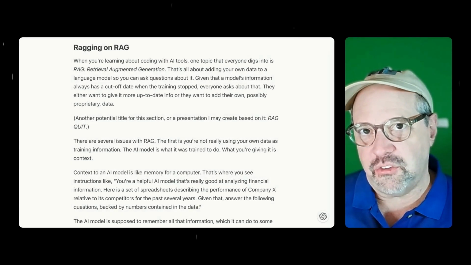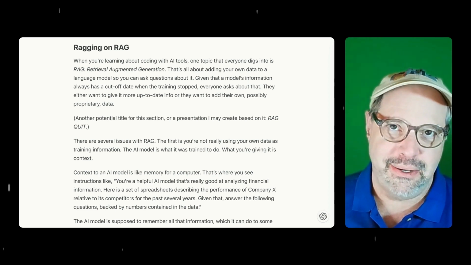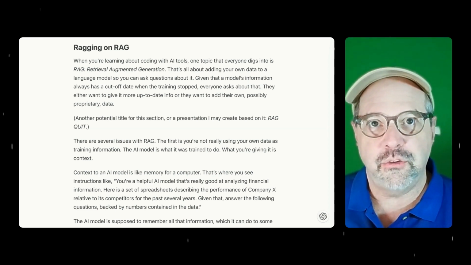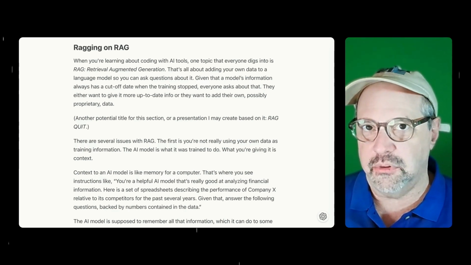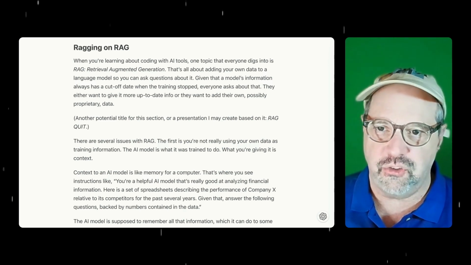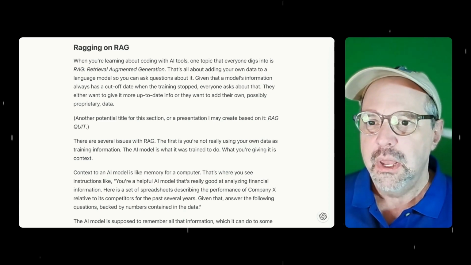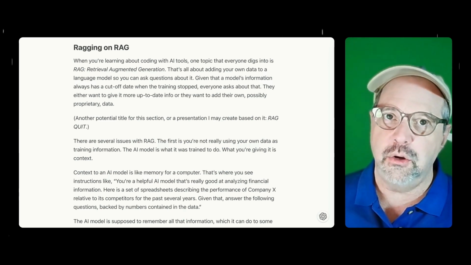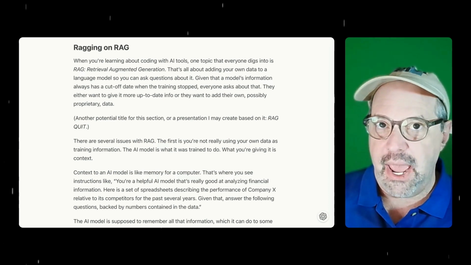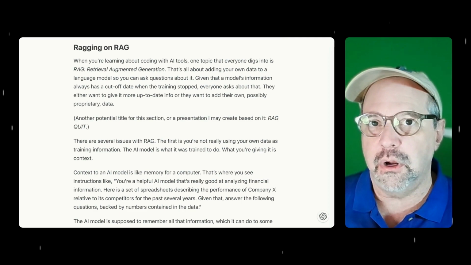What can you do? Okay, this section is called Ragging on RAG, and I have to explain that. When you're learning about coding with AI tools, one of the terms that consistently comes up is RAG, or what they call Retrieval Augmented Generation. Kind of an awkward phrase, but the concept is that you can give an AI model your own data and then have it use that data when answering questions.